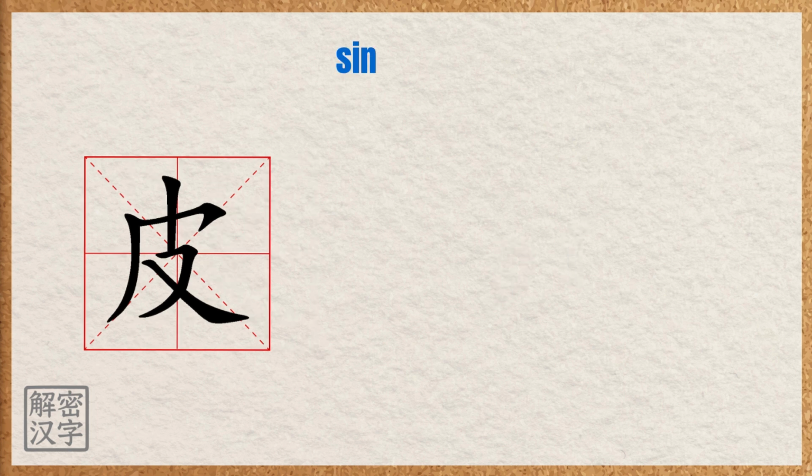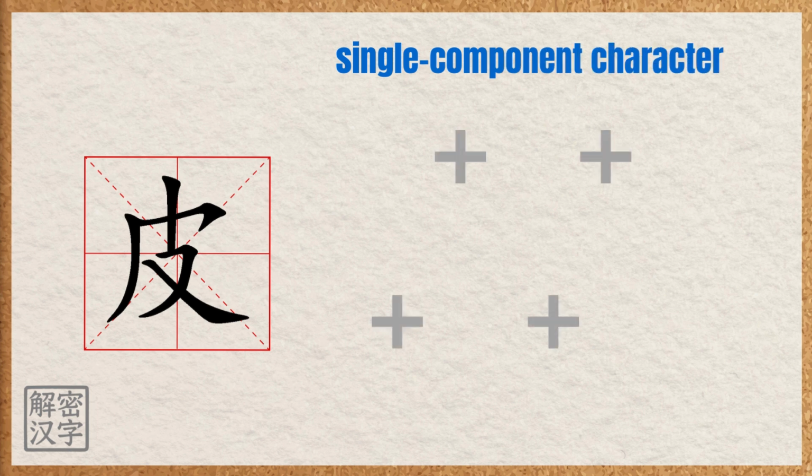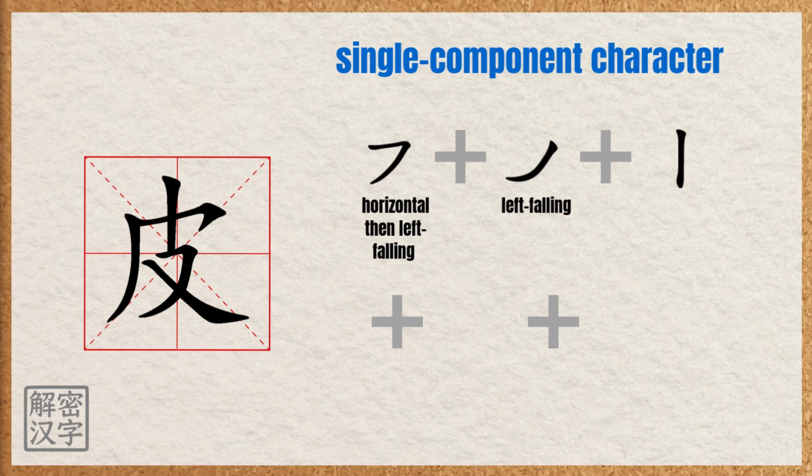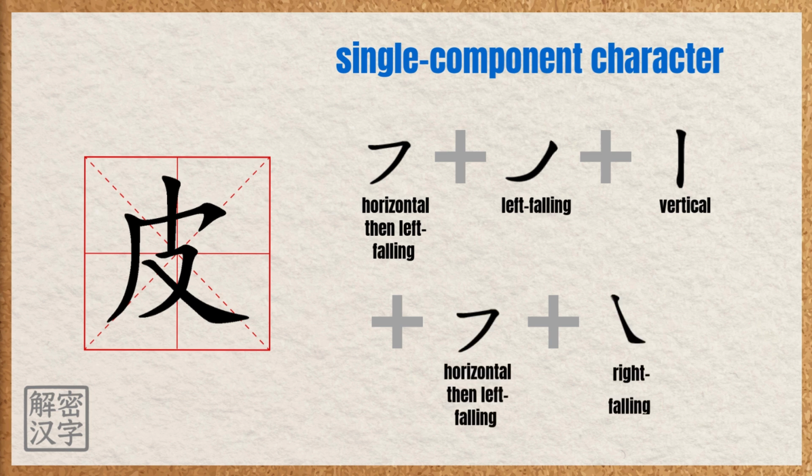Now let's read it together. 皮. The character 皮 is a single component character with 5 strokes. Horizontal, then left falling, vertical, horizontal, then left falling, and right falling.